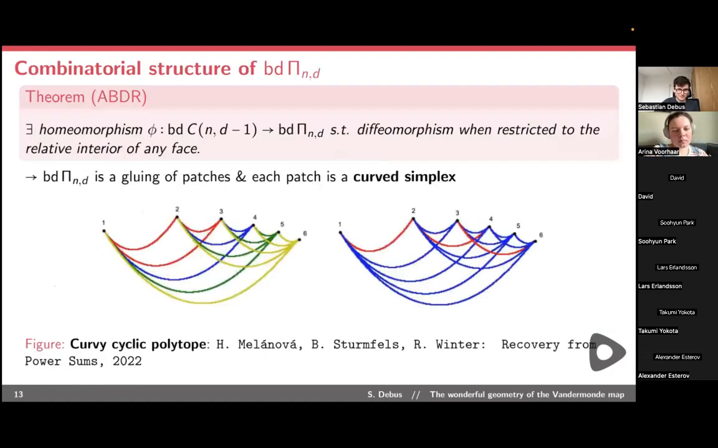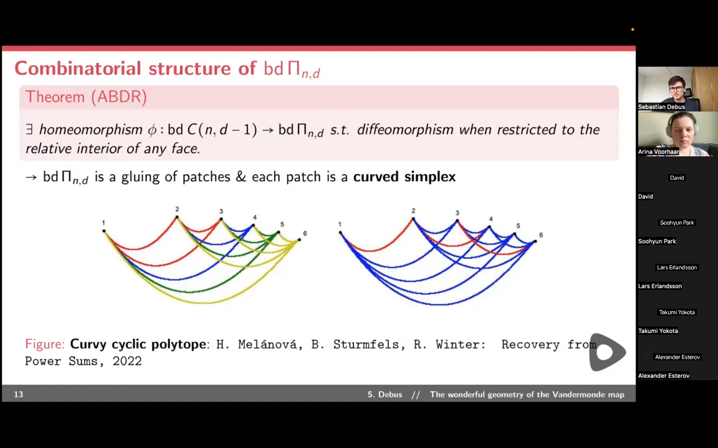And here's another picture from their paper. So this is something 3-dimensional. And we see here some curved simplices, as they call them. And these are curved cyclic polytopes with n equal to 6, d equal to 3. And all of those facets, curved simplices, they satisfy Gale's evenness condition. So 1, 2, 3, 1, 3, 4, 1, 4, 5, 1, 5, 6, and the same with 6 and these other integers.